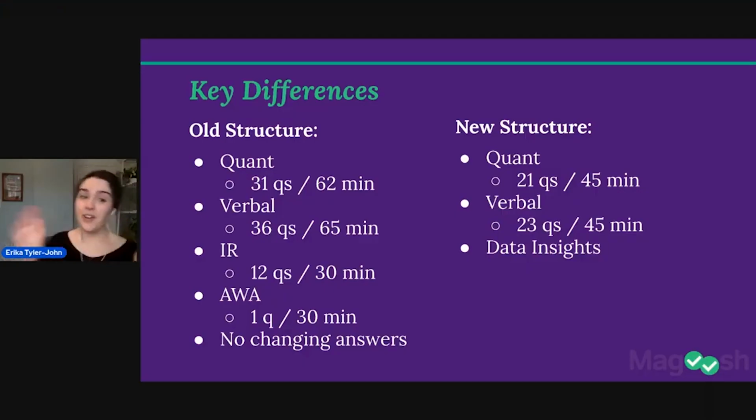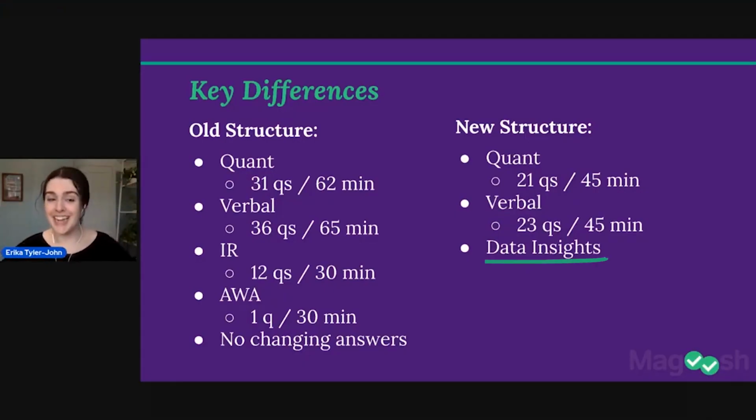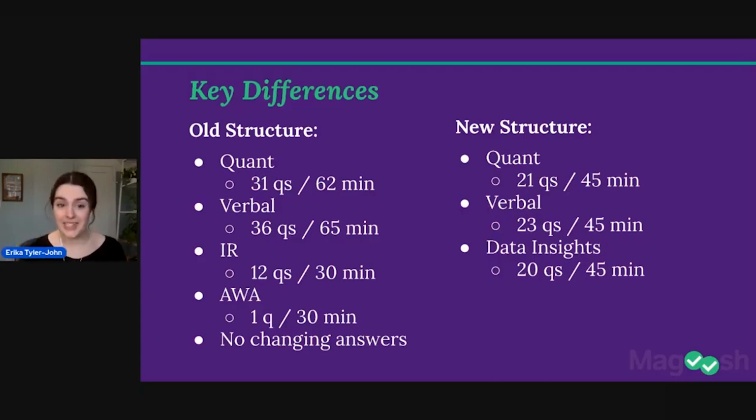Now, this is where things get really weird because we don't have IR anymore. We have a new section called Data Insights. Now, this section's maybe not that new, and we'll talk about the content in it, but it's got a new name. It's called Data Insights, and Data Insights is 20 questions in 45 minutes.